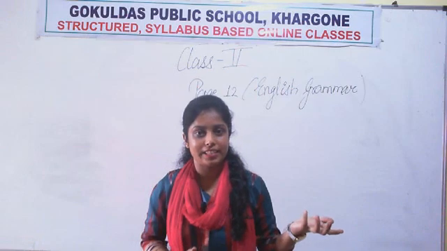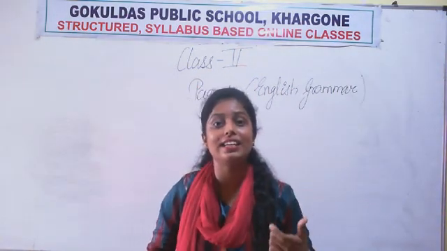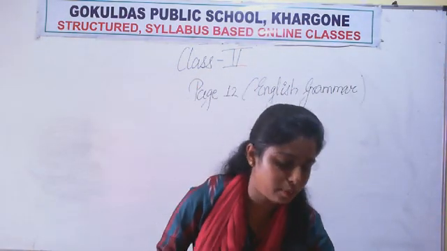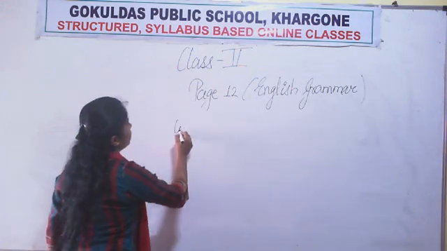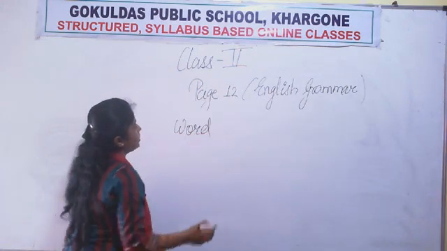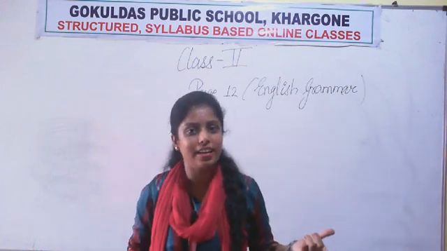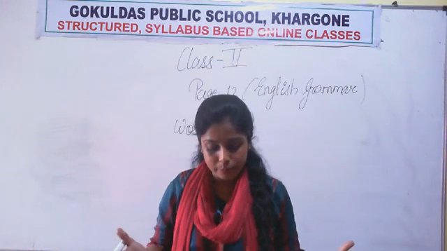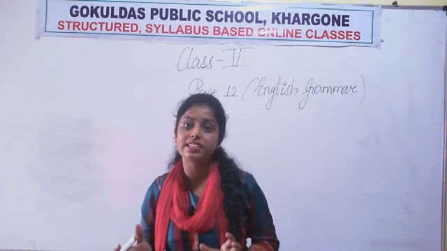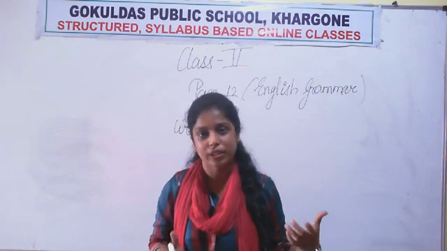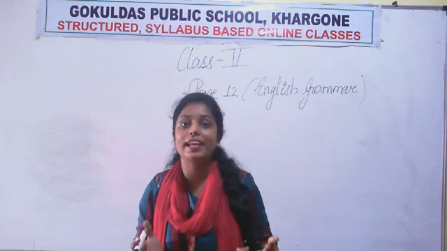So हमने इस chapter में क्या क्या पढ़ा है? First thing we had studied is word. W-O-R-D, word. What is a word? This is the main thing that we had studied. So what is a word? A word is a group of letters arranged in a meaningful order. Word क्या है? एक group है letters का.